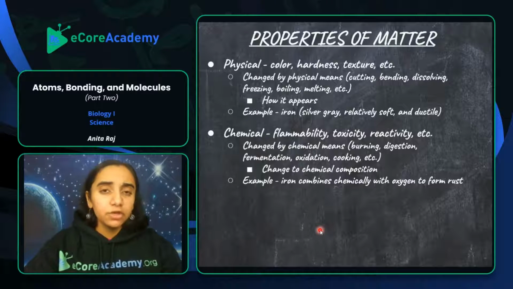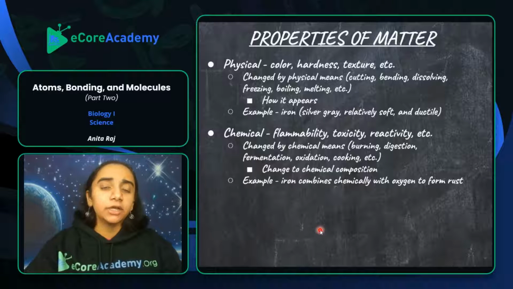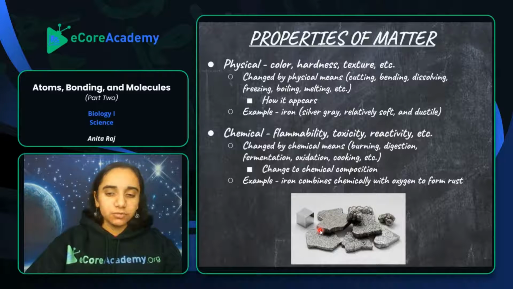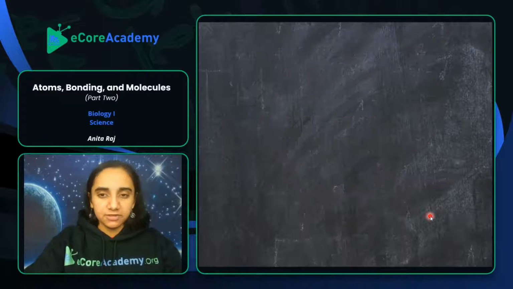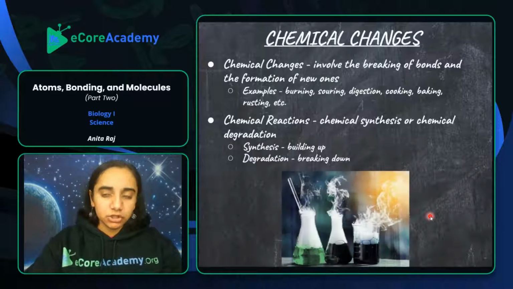So over time, you've probably seen anything iron. If you leave it outside, it'll react chemically with oxygen, and it'll form something called iron oxide, which is known as rust. So I just want to show you a picture of iron down here. So here are the properties of matter. So let's go to the next slide. Here are chemical changes. Let me just show you all of it at once.